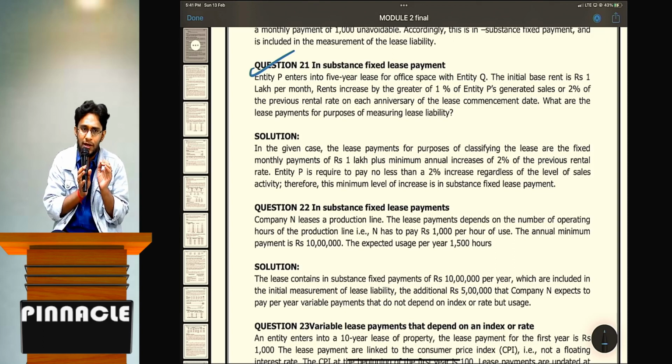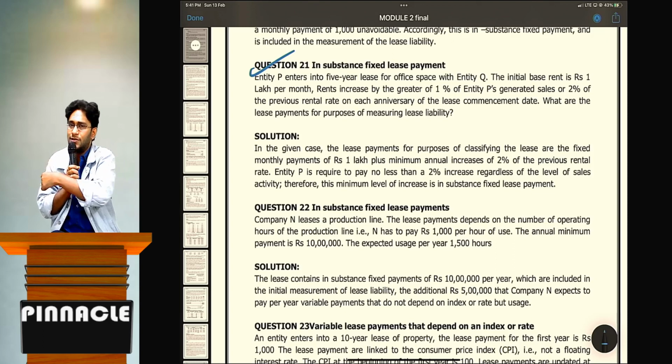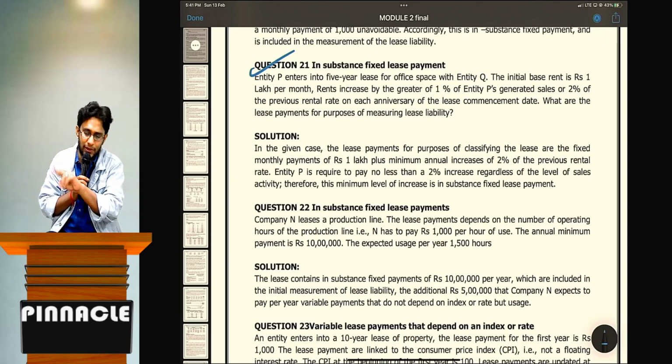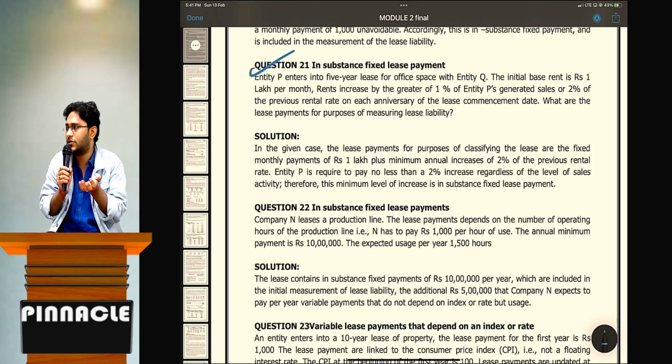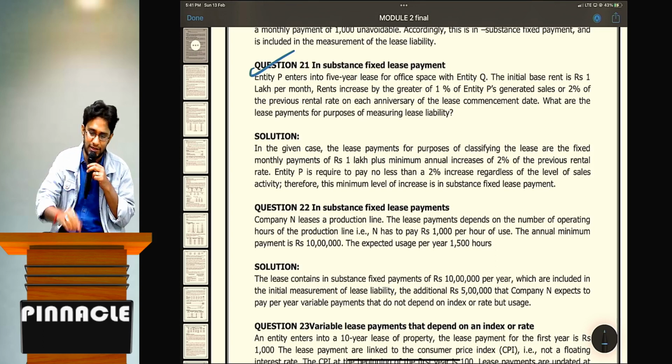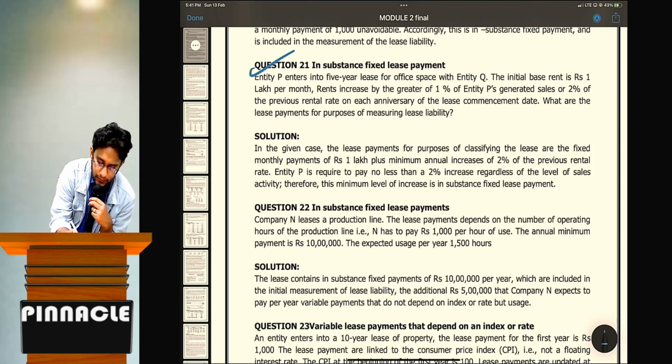One amount will come, keep it aside. On the last 1 lakh whatever you paid, apply 2%. One amount will come, keep it aside. Compare whichever is higher. By that much you have to increase. For example, my lease rent last year is 1 lakh, no?